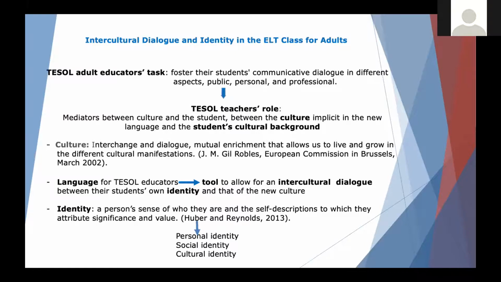In this respect, Huber and Reynolds explain that the term identity denotes a person's sense of who they are and the self-descriptions to which they attribute significance and value. They speak about 3 types of identity. Personal identity is that identity that is based on personal attributes, interpersonal relationships, and autobiographical narratives. Then social identity is the identity based on social groups. And then cultural identity, which is the identity based on memberships of cultural groups.